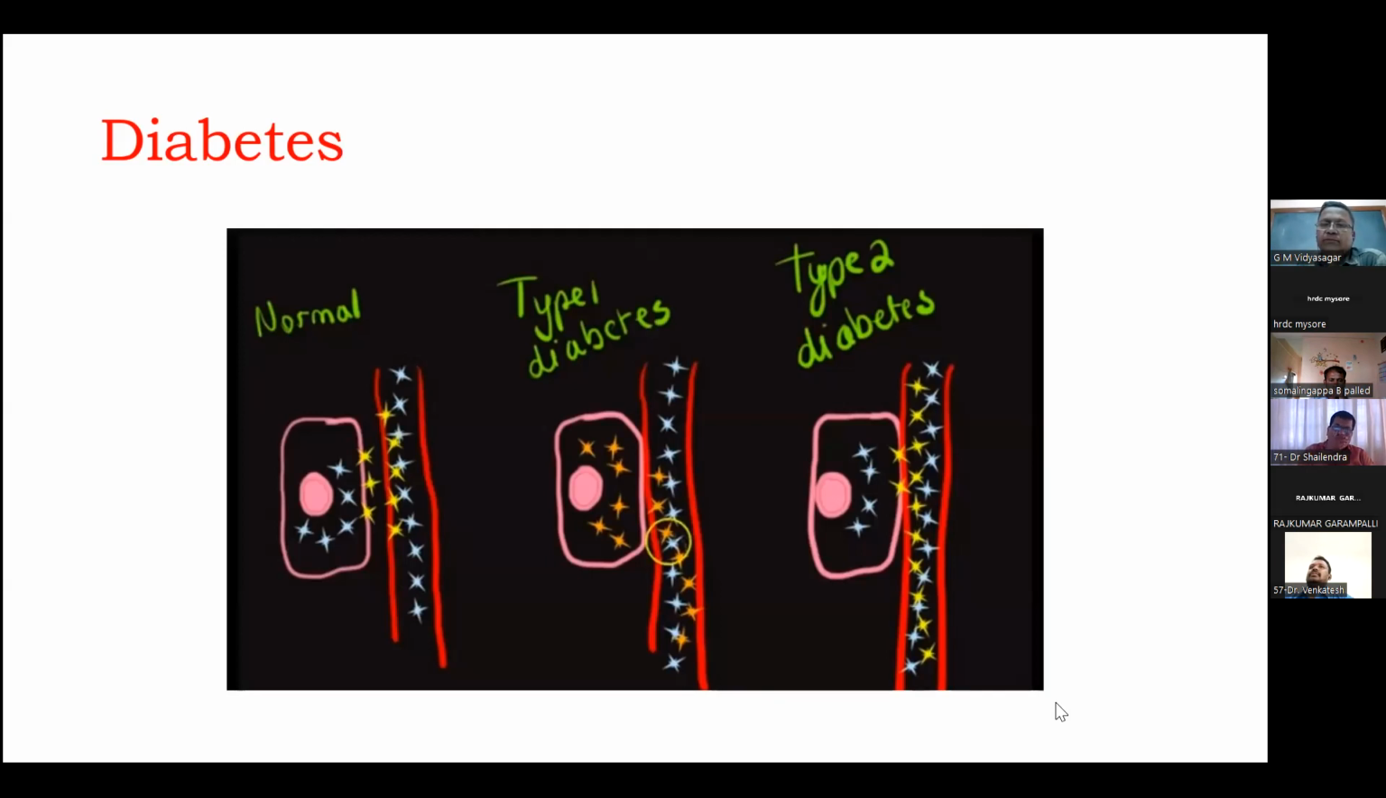Type 2, here we have in the blood vessels sugar molecules. Along with sugar molecules, we also have the insulin, and see the rate of insulin here.